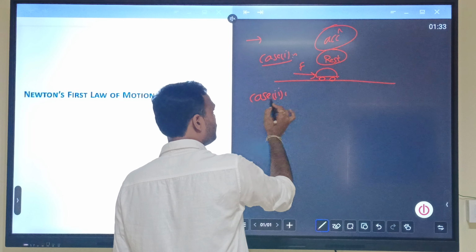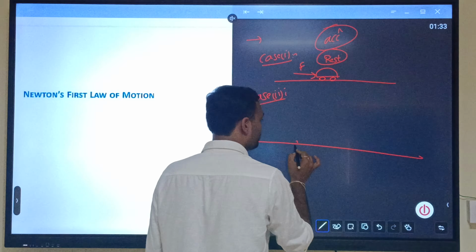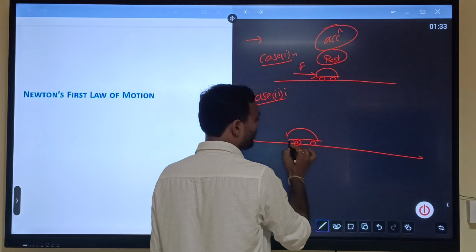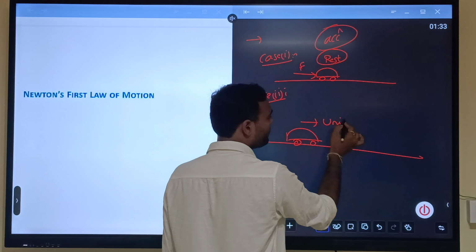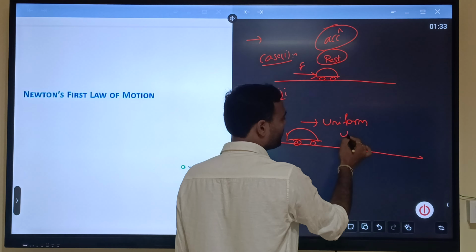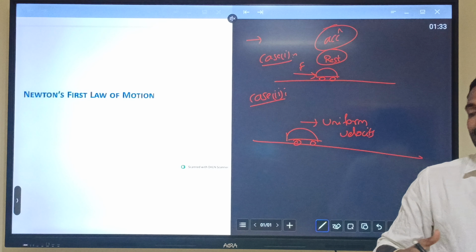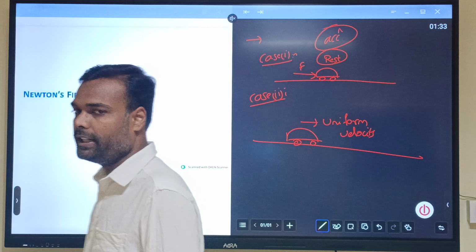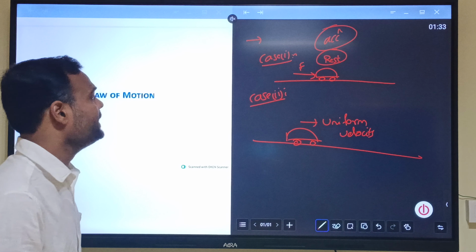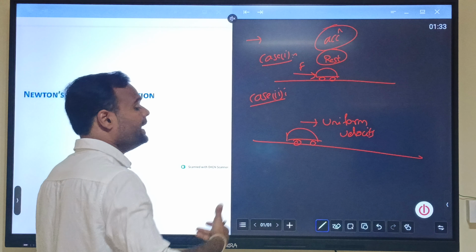So you can understand case two. Here, suppose a car or object is moving with a uniform velocity, and there is no external agency like energy, force, momentum, whatever that might be, acting on it. It remains in uniform motion only, uniform velocity only, right? This is what Newton's first law is.